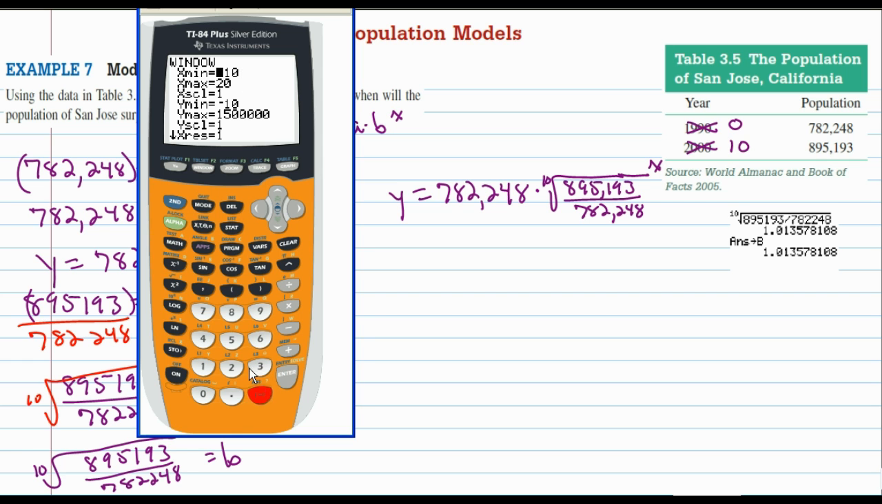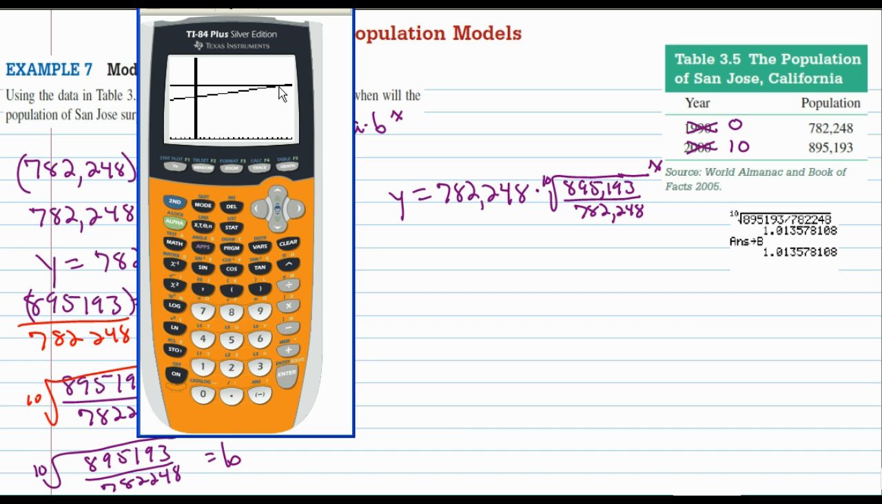So I'm going to change my x-min to maybe -5, just because I don't need to see negative years. X-max, I'm going to go to 20, probably only need 15. X scale, 1, fine, no problem. Y-min, it doesn't matter, I don't need to see negative population values. Y-max, 1.5 million. Let's see what that looks like.